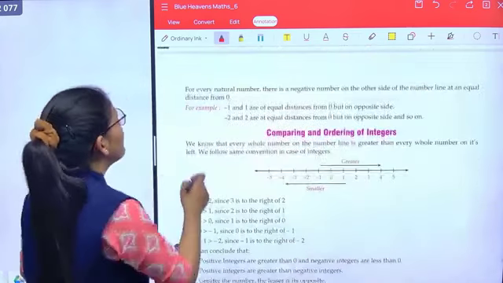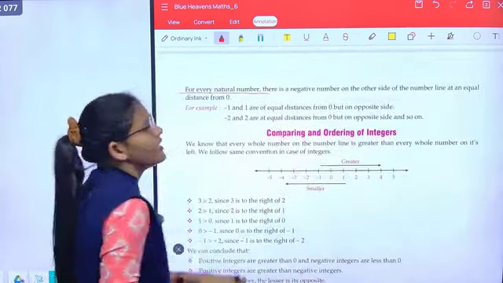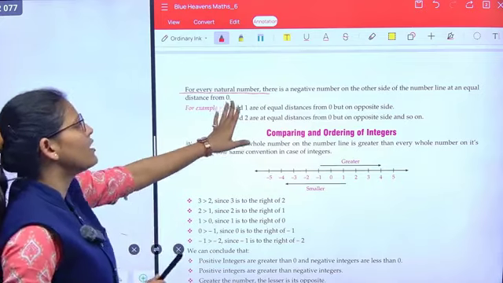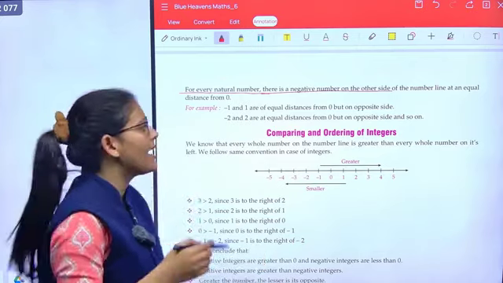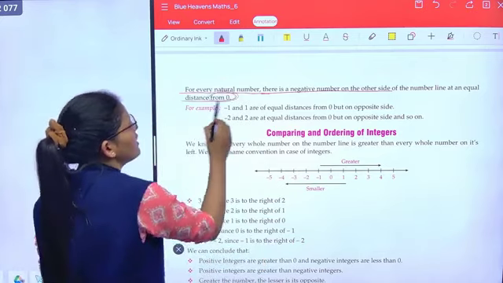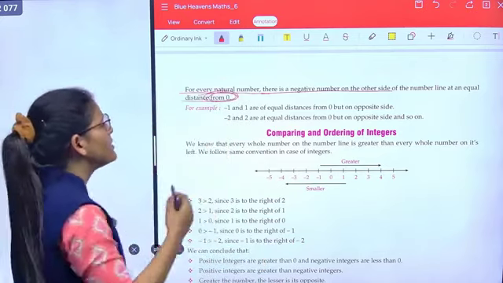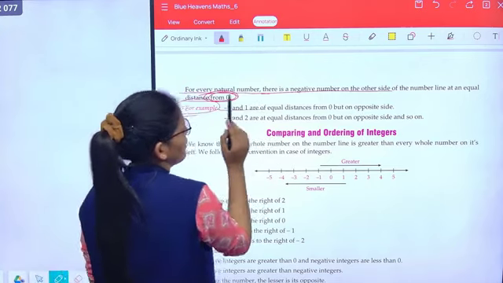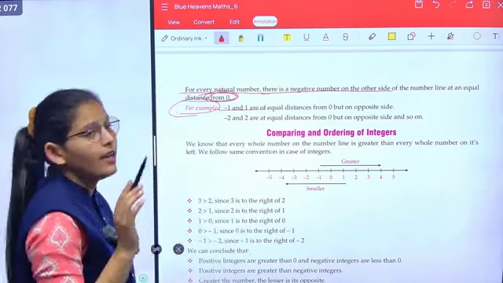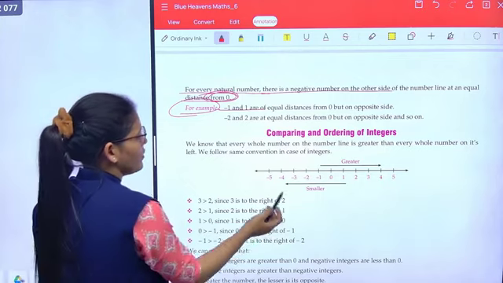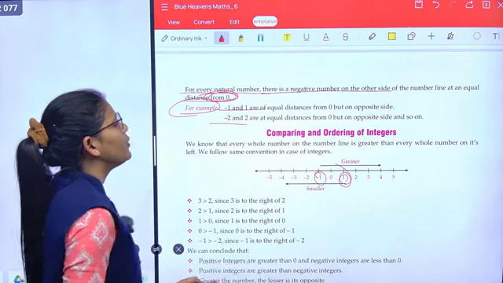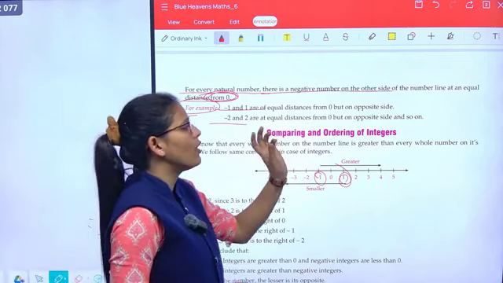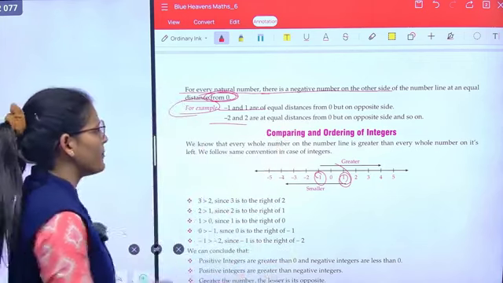Class, for every natural number, there is a negative number. For every natural number, there is a negative number on the other side of the number line at an equal distance from 0. For example, minus 1 and 1 are at equal distance from 0, but on opposite sides, you can see here. Minus 2 and 2 are at equal distance from 0, but on opposite sides, and so on.